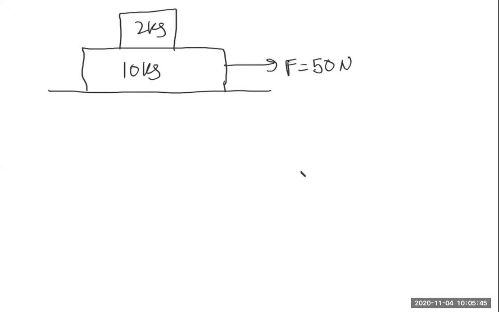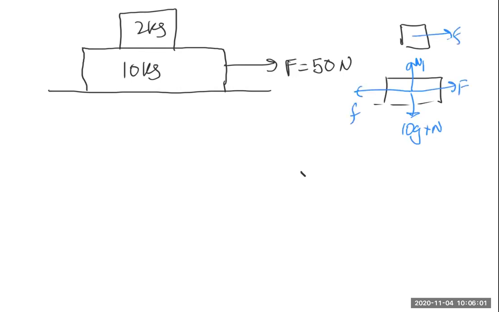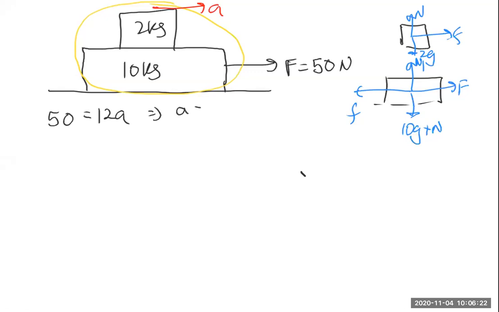So I had drawn the 2 kg ka FBD, 10 kg ka FBD, 10g plus N, N1, f, f, f, 2g. Aur jab humne isko ek block consider kiya, aur acceleration A assume kiya, then we get 50 is equal to 12 A, or A is equal to 50 by 12, that is 25 by 6 meter per second square.